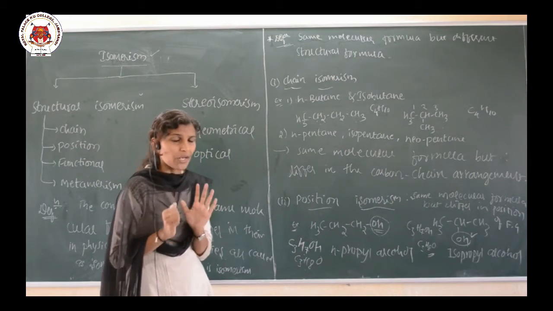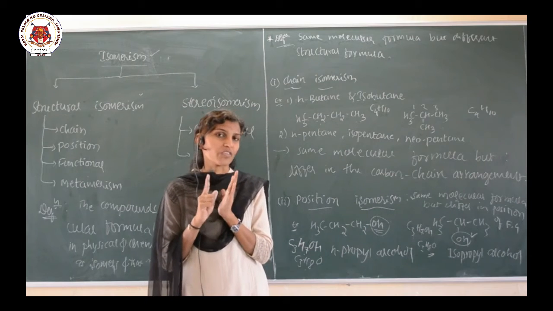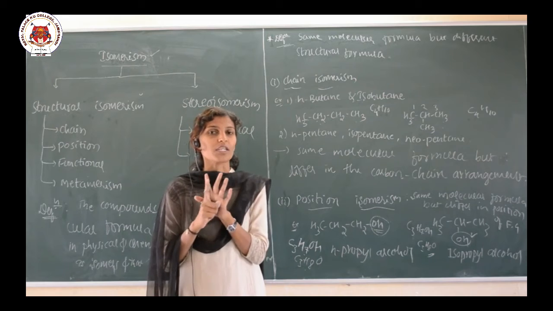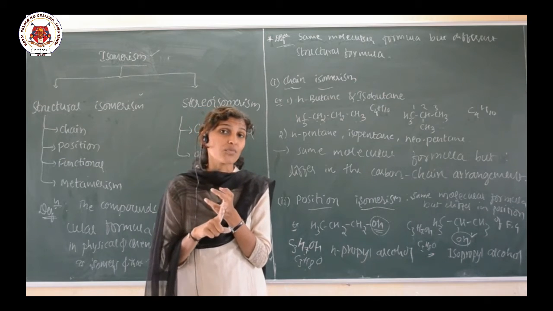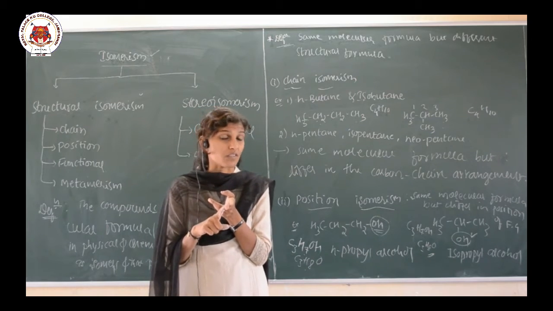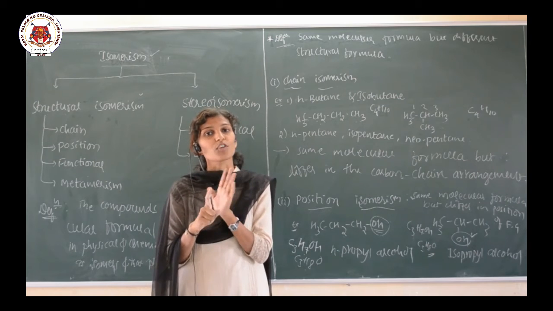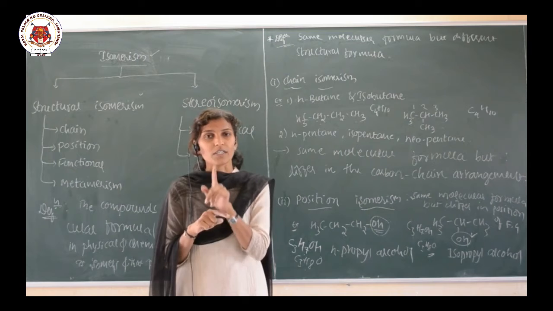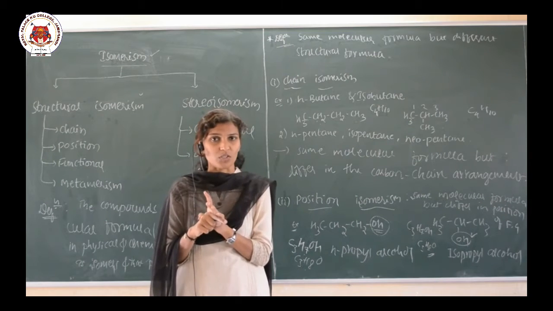Clear? So simple. Isomers means compounds having the same molecular formula. This is common for every definition. Same molecular formula, but they differ in their physical and chemical properties. Those are said to be isomers, and the phenomenon is said to be isomerism. It is categorized into two categories: structural isomerism and stereoisomerism.